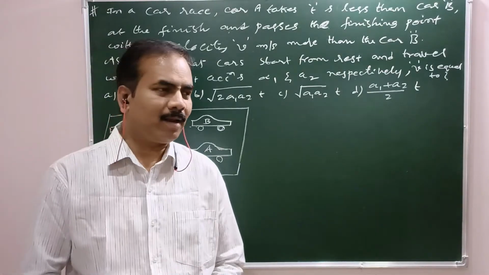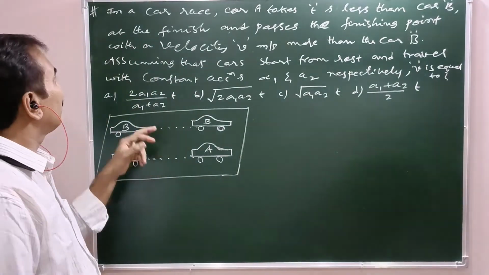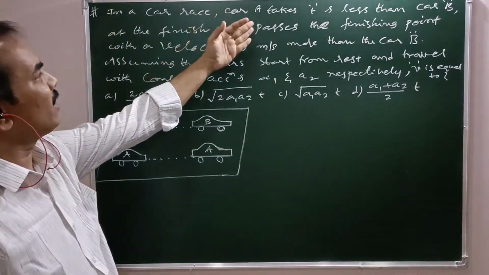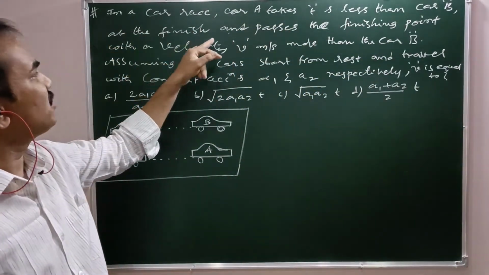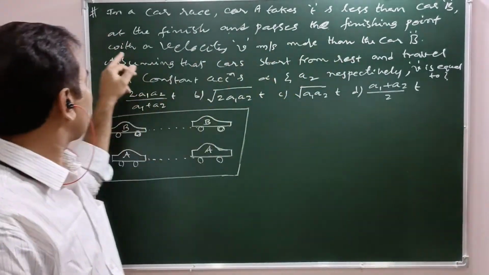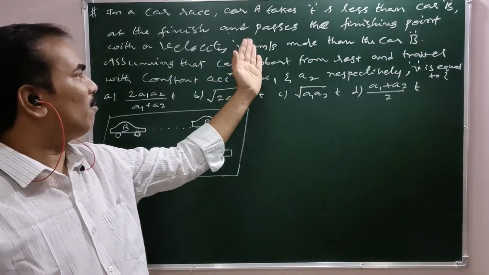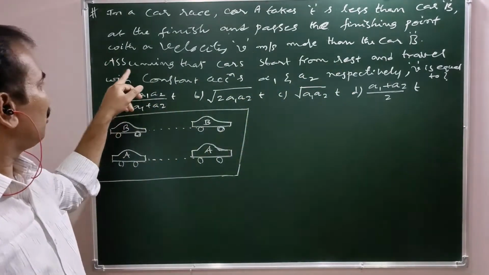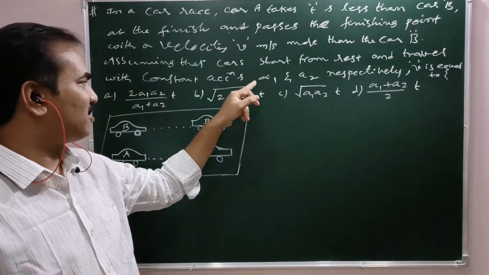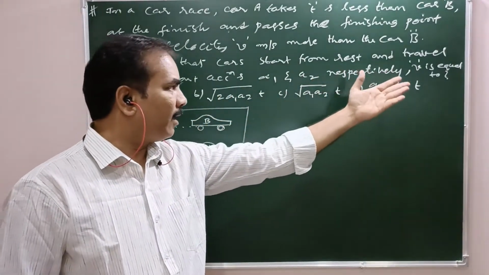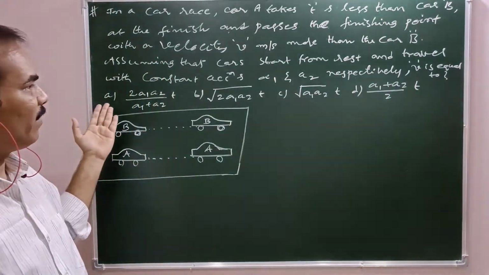Next numerical here, car race. In a car race, car A takes t seconds less than car B at the finish and passes the finishing point with a velocity v meter per second more than car B. Assuming that the cars start from rest and travel with constant accelerations a1 and a2 respectively, v is equal to what?